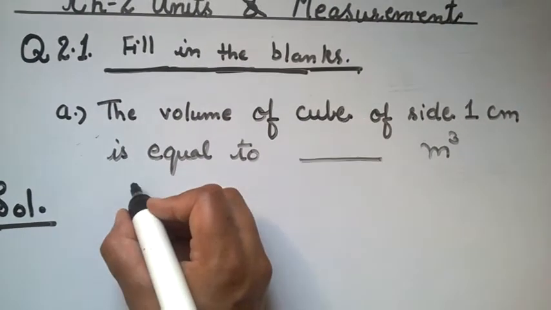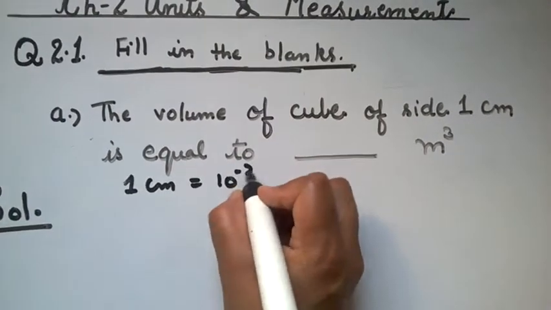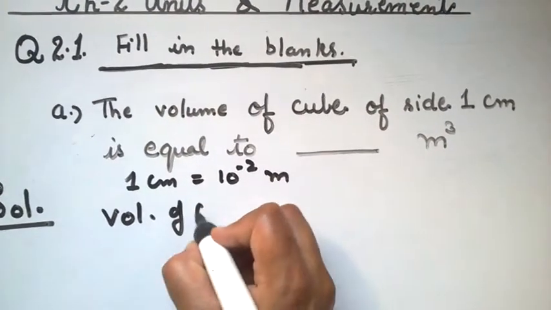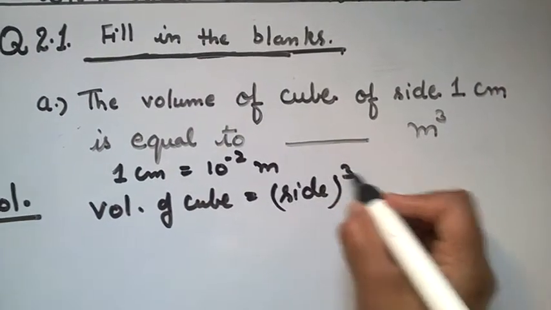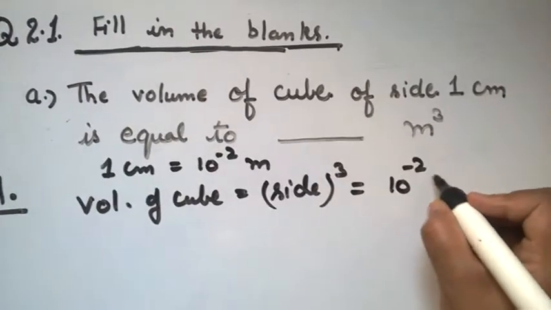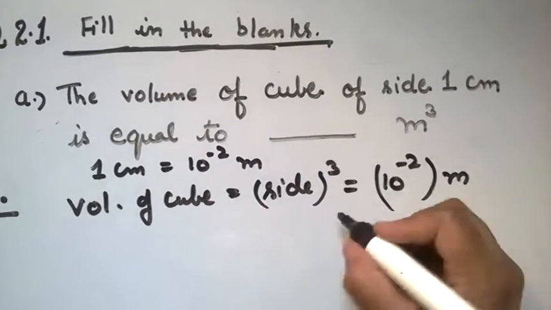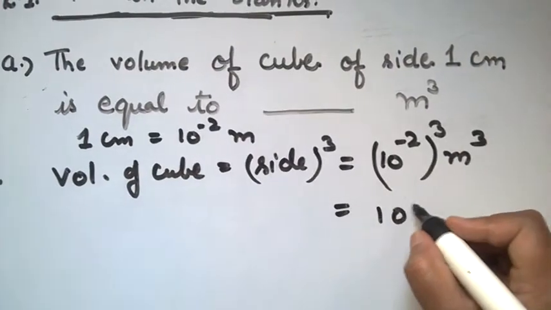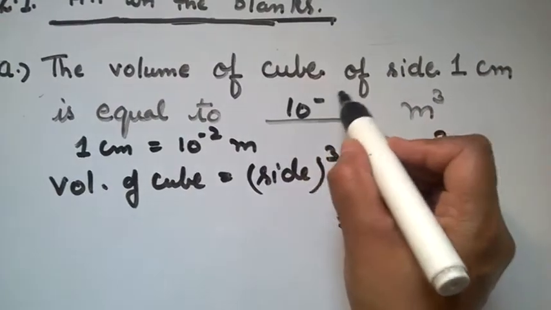So here we know that 1 centimeter is equal to 10 raised to the power minus 2 meter, and volume of a cube is side cube. One side is 1 centimeter or 10 raised to the power minus 2 meter. We have to find it in meter cube, that is side cube, which is equal to 10 raised to the power minus 6 meter cube. So volume in meter cube is 10 raised to the power minus 6.